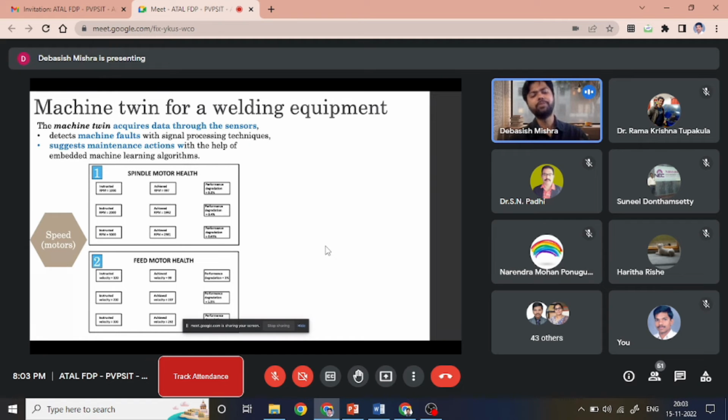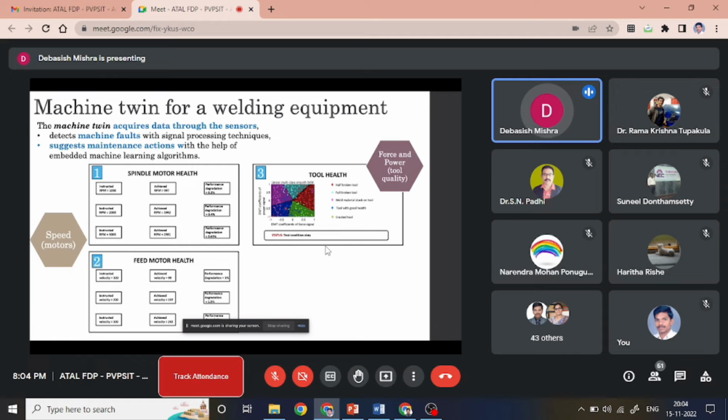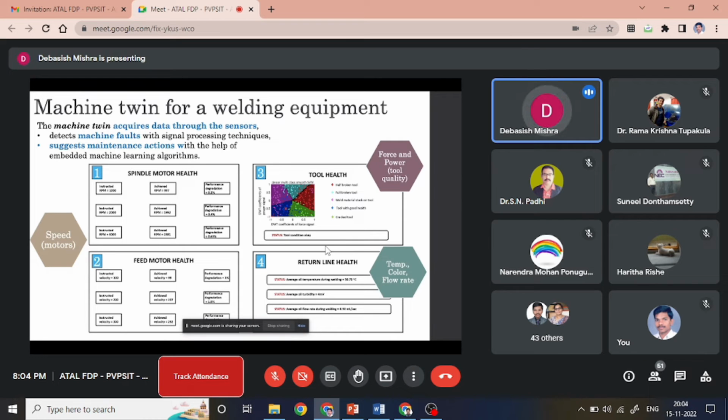So from the speed sensors, we were able to track the health of the spindle motor and also the health of the feed motor. From the force and power sensors, we were able to track the health of the tool being used for the welding. Similarly, we had the entire idea of the health of the oil returning to the tank, because we had the temperature, the oil color giving information about the turbidity, the flow rate, whether it is changing over time, and a level sensor collecting information about the availability of oil in the hydraulic tank.